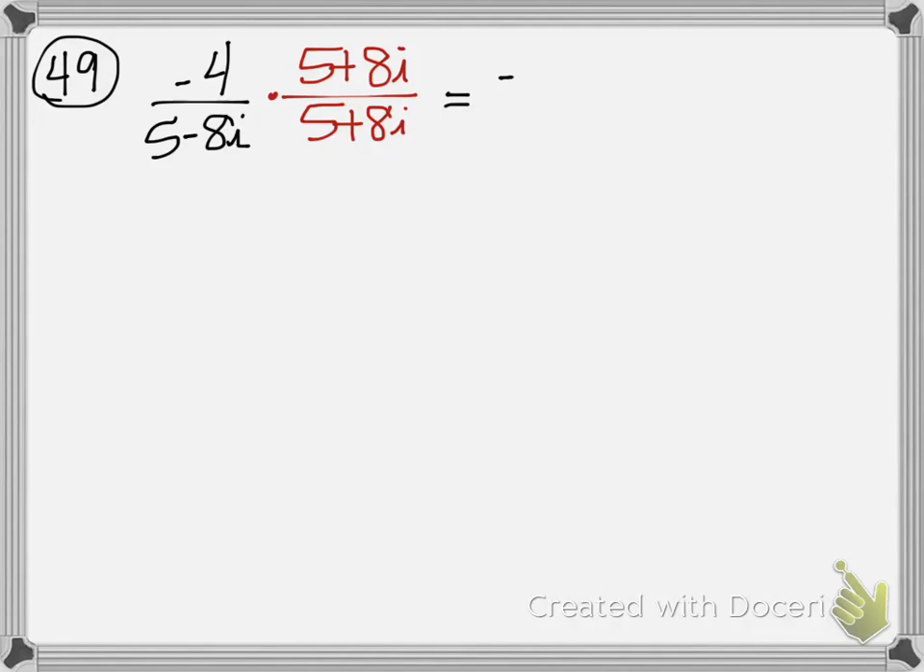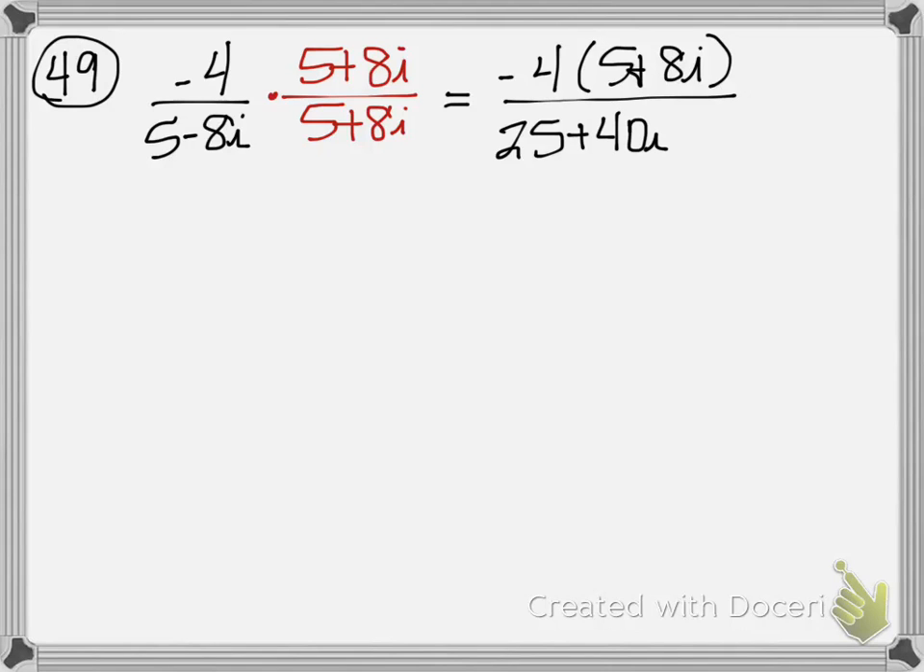So I'm going to leave this as negative 4 times 5 plus 8i for now. I might distribute that later on, but I'm going to wait and see. I might be able to do some canceling. And then when I FOIL my denominator, I get 25, I get plus 40i, minus 40i, which is what we wanted to happen, and minus 64i squared.